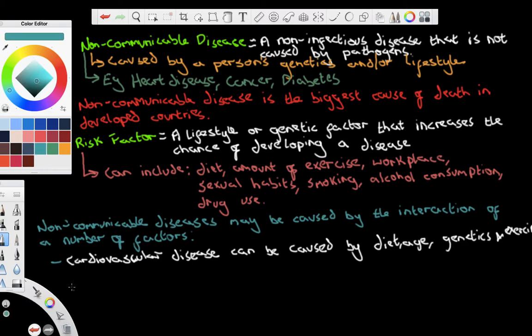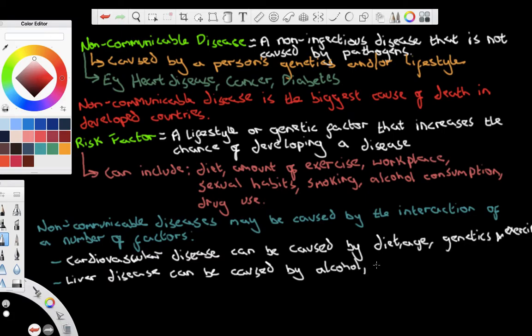Liver disease, which is the next one we'll give space to, liver disease may or can be caused by alcohol, diet, we've got genetics, drug use, and viral infection.